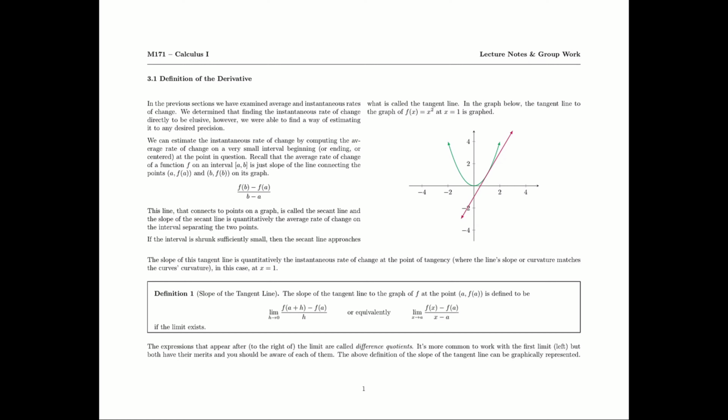All right, the next section we have here, 3.1, is really where, not where the calculus begins. Calculus does begin with limits, but I think for most people, this is really where we start doing the things that you hear about in calculus. We take derivatives, and this is where we're going to talk about the definition of the derivative.